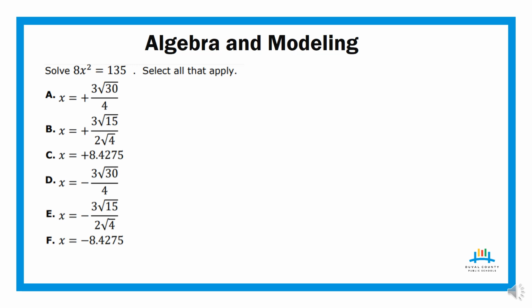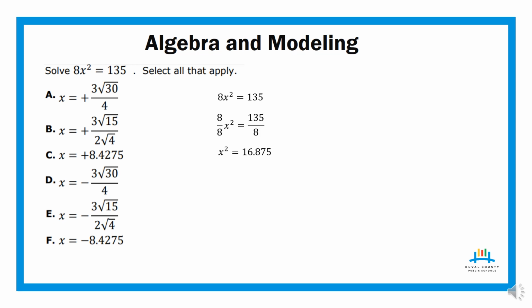For this question, we're going to solve 8x squared equals 135. Then we're going to select all the answer choices that apply. So to start off, here's our 8x squared equals 135. If this question is on the calculator section of the test, you're going to want to solve for x by dividing both sides of the equation by 8.